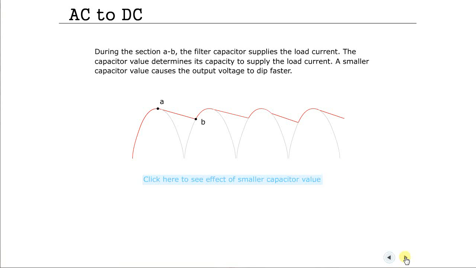The capacitance of the filter capacitor has an effect on the DC output. This is the output if the capacitance is lower. A larger capacitance results in a lower ripple.